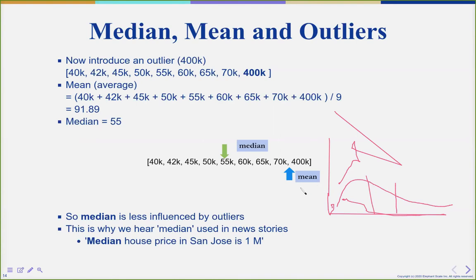But here, for average data, you can see the median is a midpoint, and it's less influenced by the outlier. So that's why a lot of the time people use median.